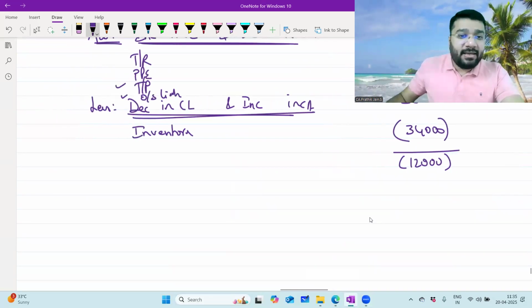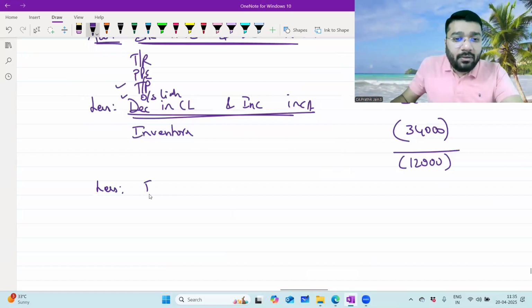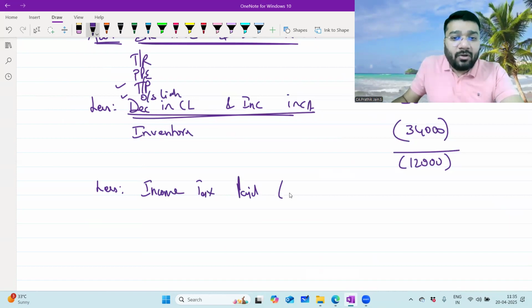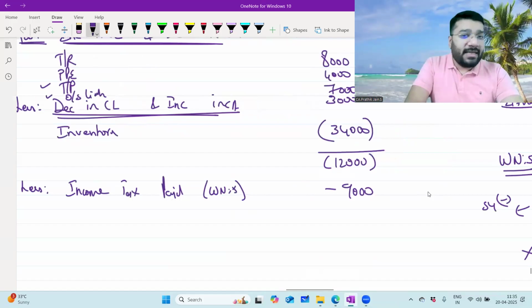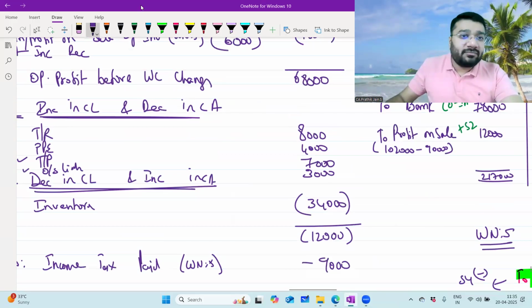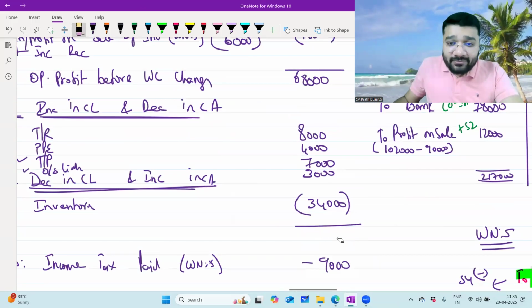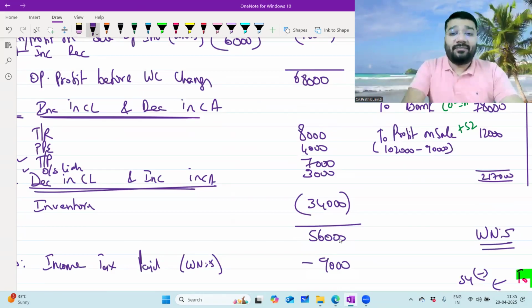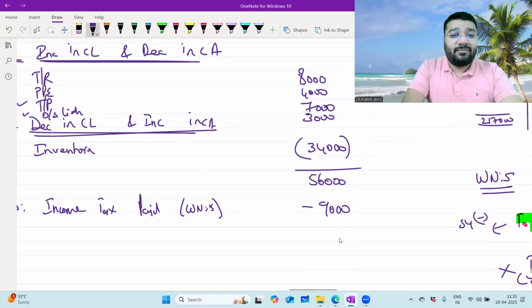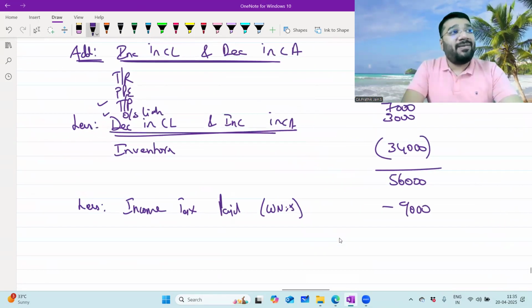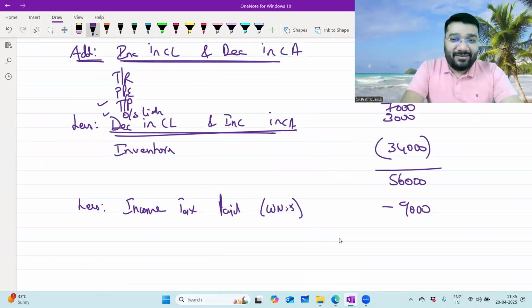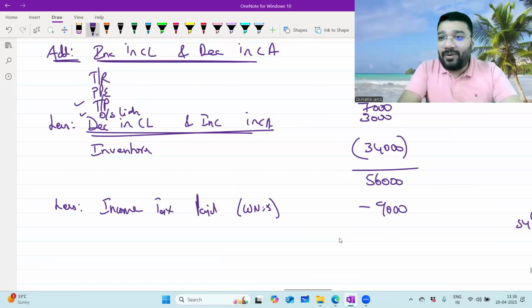Segment 4, less income tax paid. How much? Working note number 5, 9,000. What happened now? 12,000 is negative, wrong? Sir, segment 3 is the net amount. 12,000 is the total amount you could have told me, no?